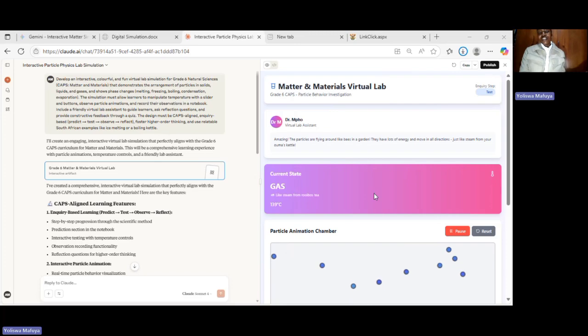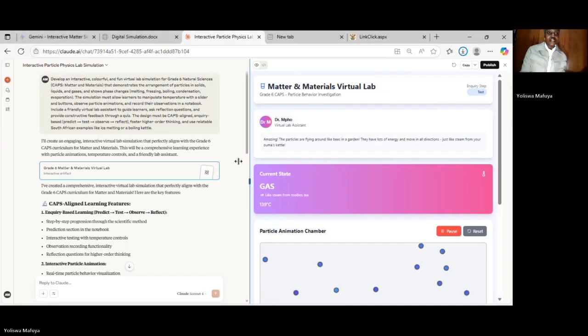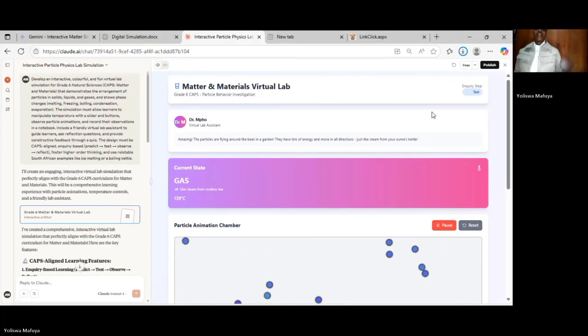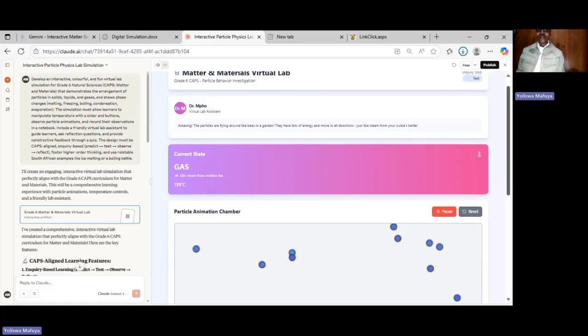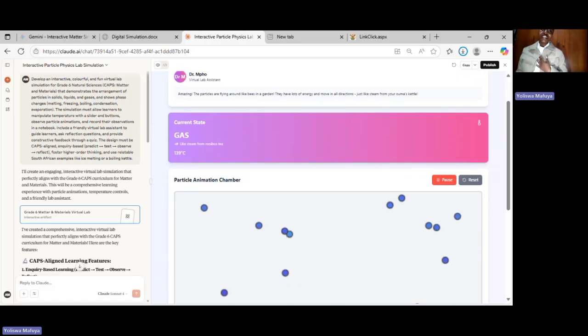So, as you can see here, it says Grade 6 CAPS particle behavior investigation. In this, let me just make this smaller. So, in this virtual lab, as you can see here, we have our own virtual lab assistant. Her name is Dr. Mpho, right? And Dr. Mpho is a virtual lab assistant who not only facilitates the lesson, but also gets to show learners or make them create a curiosity of wanting to learn.